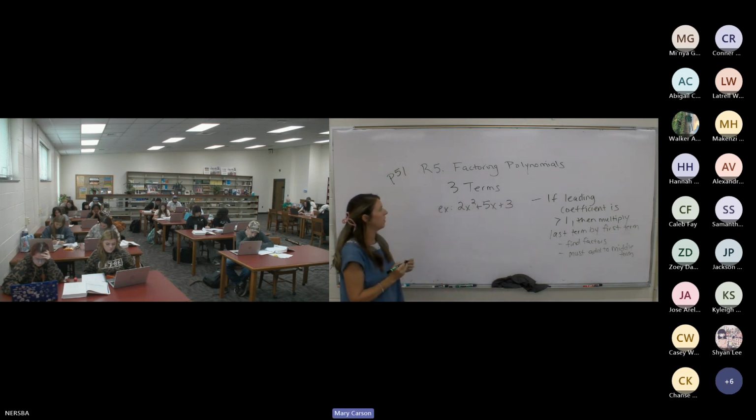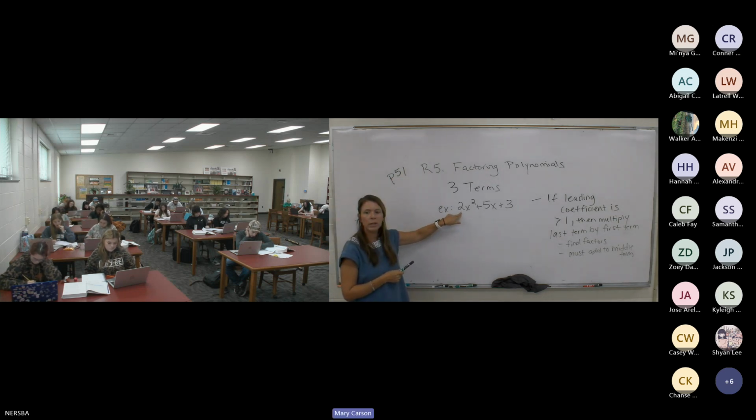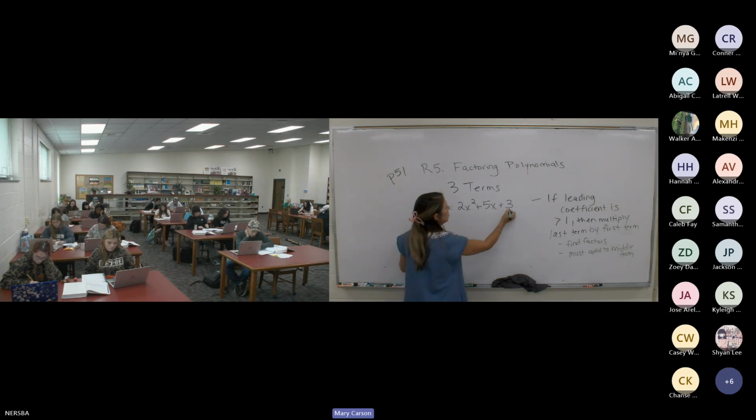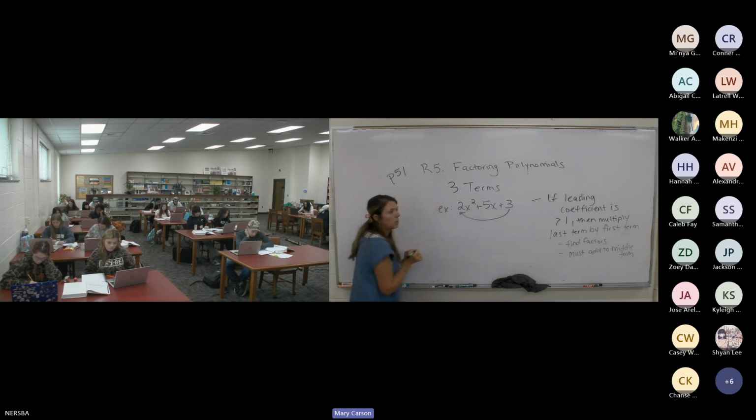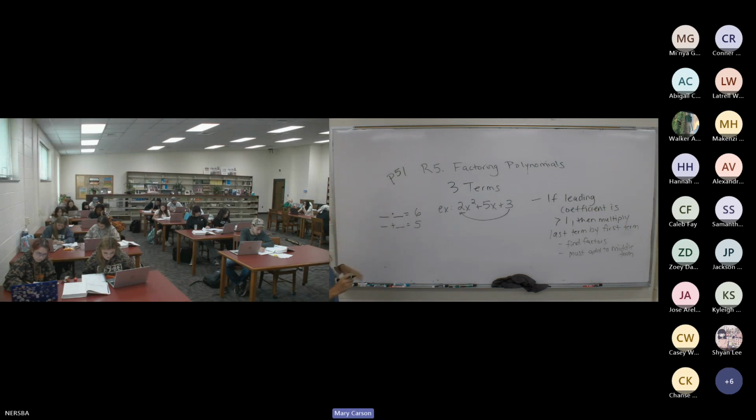All right, 2x squared plus 5x plus 3. Here's an example. Notice again, this coefficient in the front is greater than 1. So I'm going to take the last term and multiply it by the first term. That's going to give me 6. So I want two numbers now that multiply to give me 6, but add to give me the middle term 5. You're not going to just be able to find these two numbers and make a factor. You're going to have to do a little bit more work. So think about it. What's it going to be?